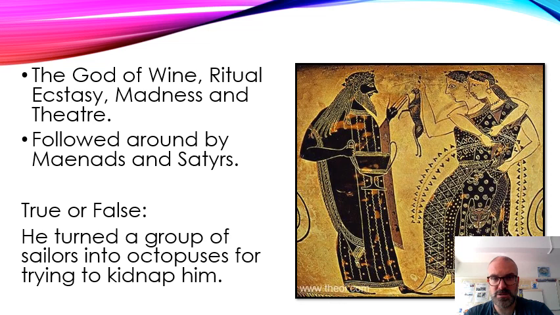Dionysus, he's the god of wine, of ritual ecstasy, madness and theatre, and he's followed around by maenads and satyrs. But true or false, he turned a group of sailors into octopuses for trying to kidnap him. Strange thing to do. Did he? It's false. And it's a very naughty one. He actually turned them into dolphins, and there's a very famous pot of Dionysus and the dolphins. Now, Dionysus is an interesting god and is mentioned once or twice in the Odyssey, but an understanding of who he is probably more important for the second year.